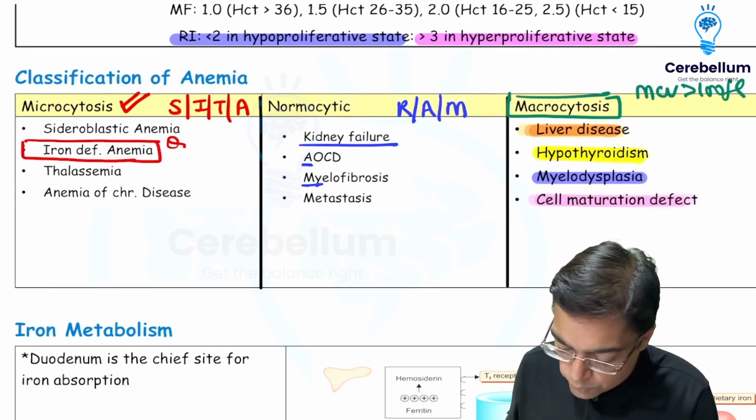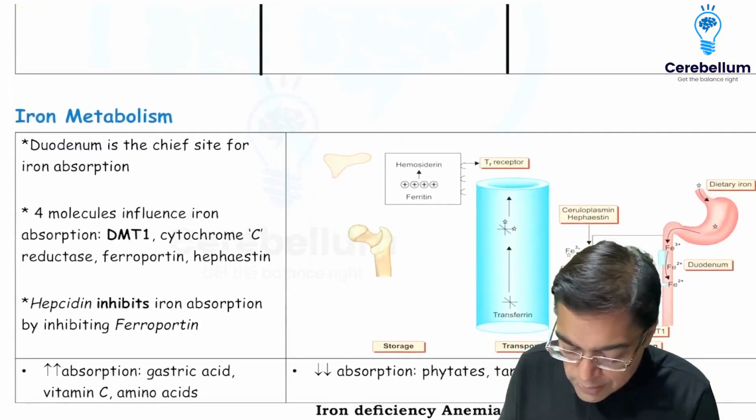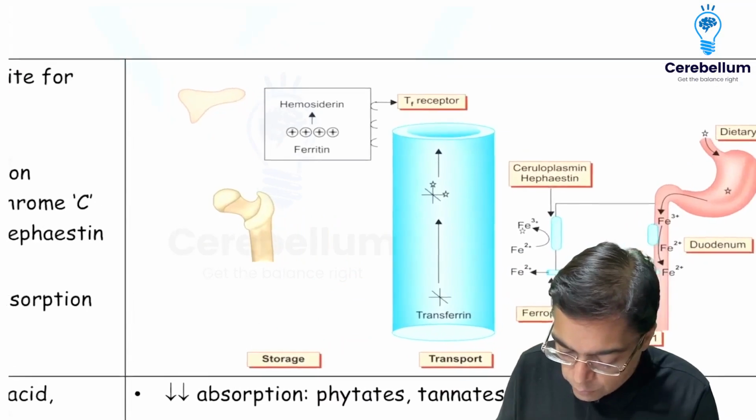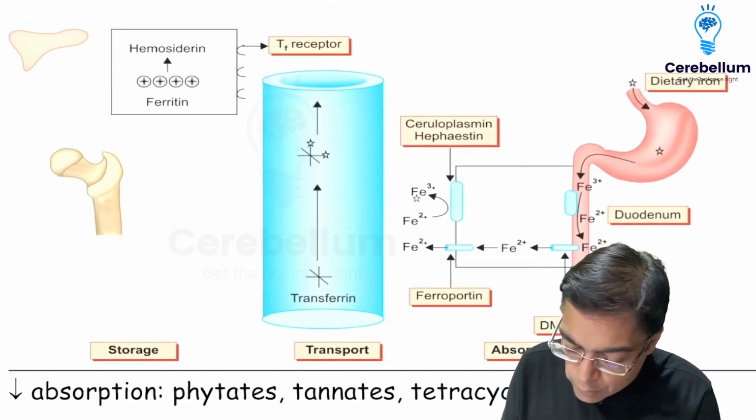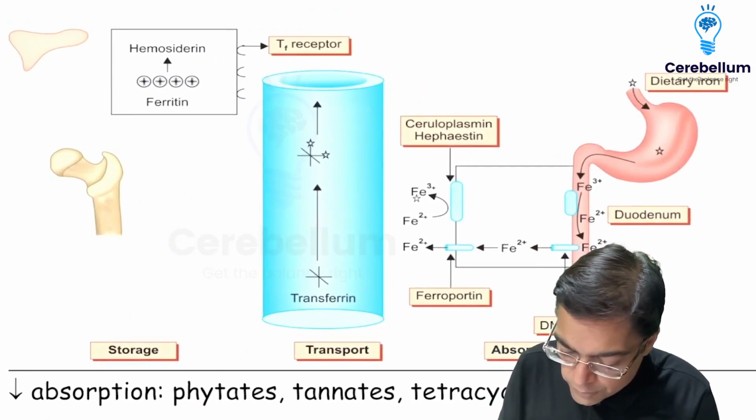And that is where most of the exam questions are framed. So let us have a quick look at iron metabolism. When you talk about iron metabolism, the chief site for the absorption of iron in the body is the gut.